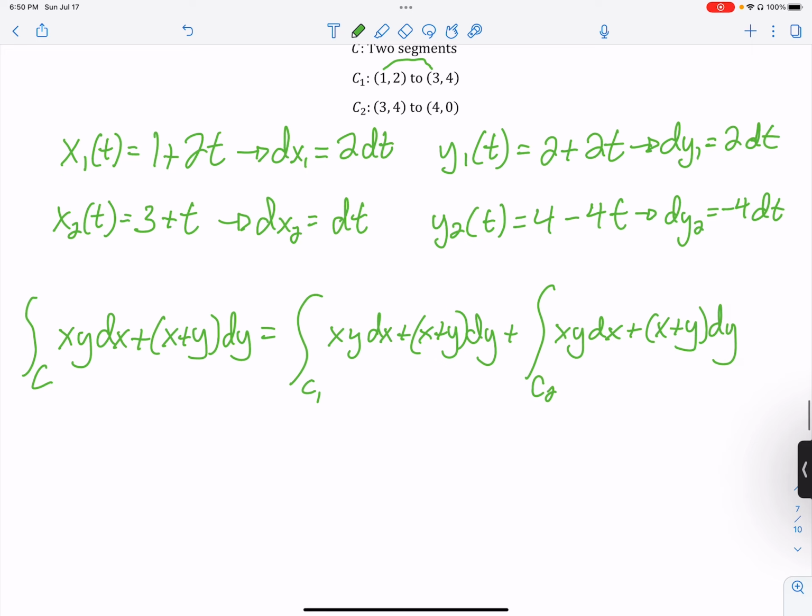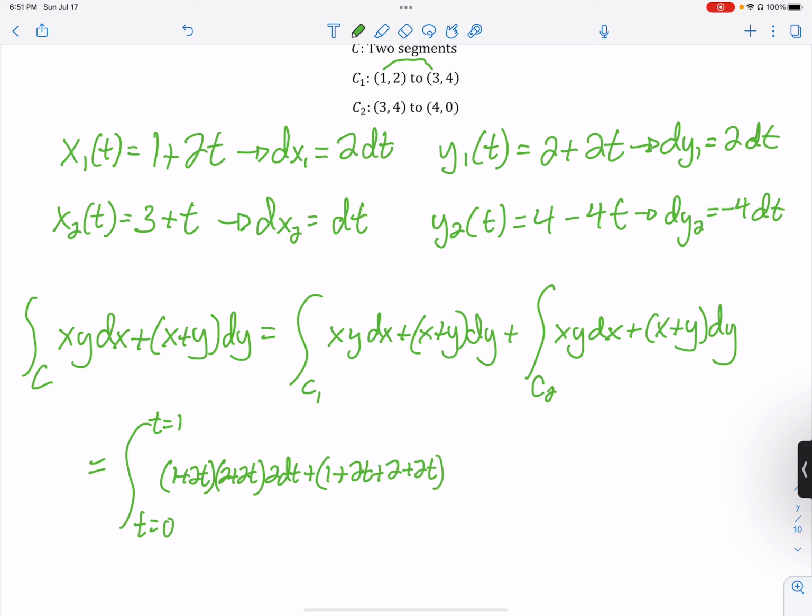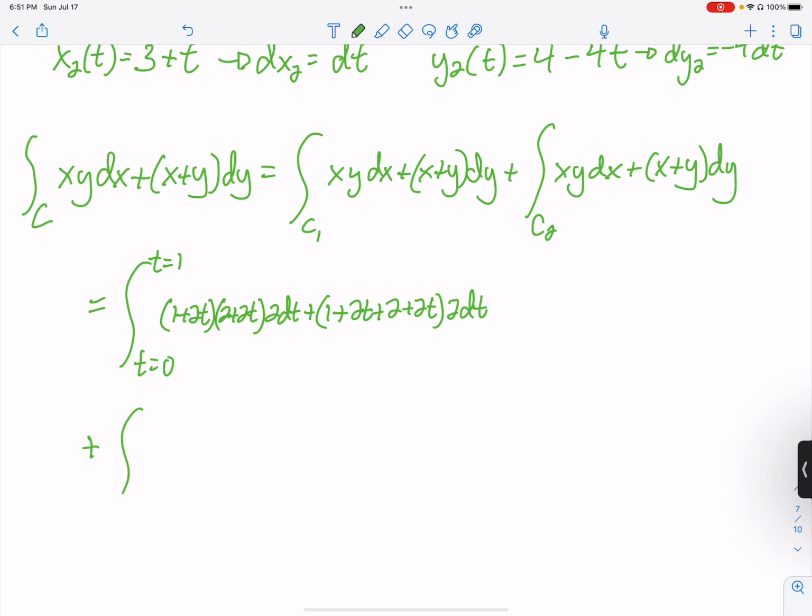All right, our t's, anytime I set it up the way I set it up, it's t equals 0. So let's do each one. The first one is t equals 0 to t equals 1. It's always that if you set it up with a segment. And then I just replace, okay, so 1 plus 2t times y1, which is 2 plus 2t, times dx was 2 dt, plus, now I do the second half as x plus y, so 1 plus 2t plus 2 plus 2t times dy, which was 2 dt, plus t equals 0 to t equals 1 of the other one.